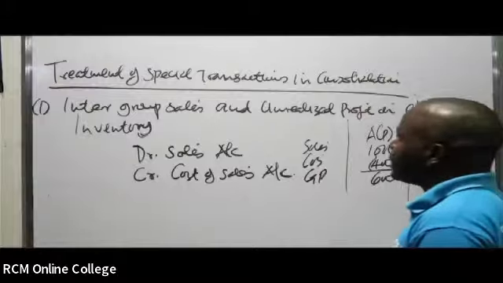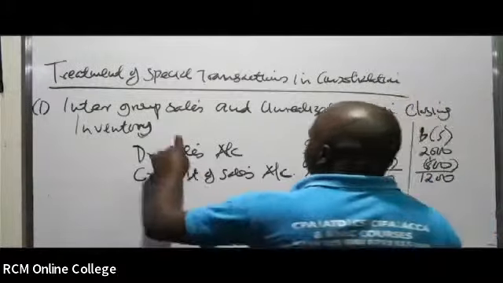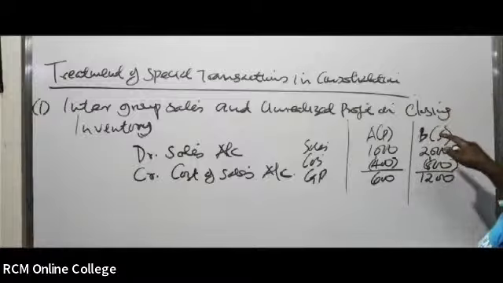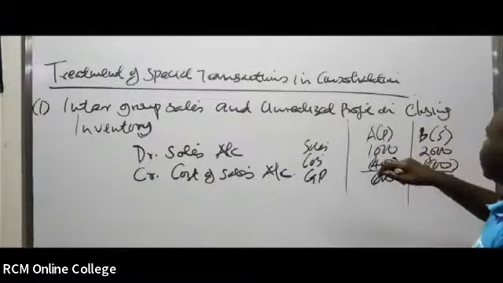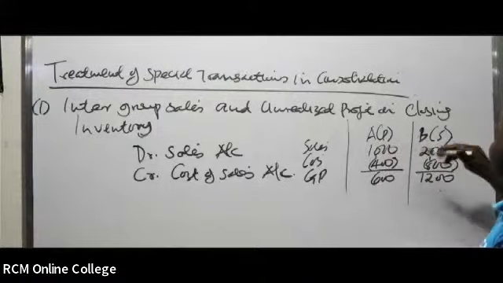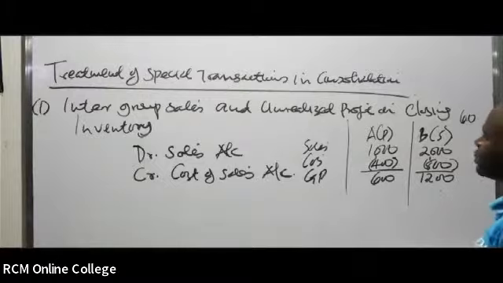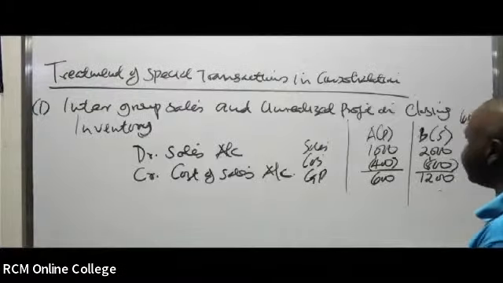Now, what will happen in the additional information? This is what they'll tell you. They'll tell you, for example, maybe B sold goods to A, or maybe A sold goods to B, maybe let's say 60. They can tell you something like that, because that's what an intergroup sale means.